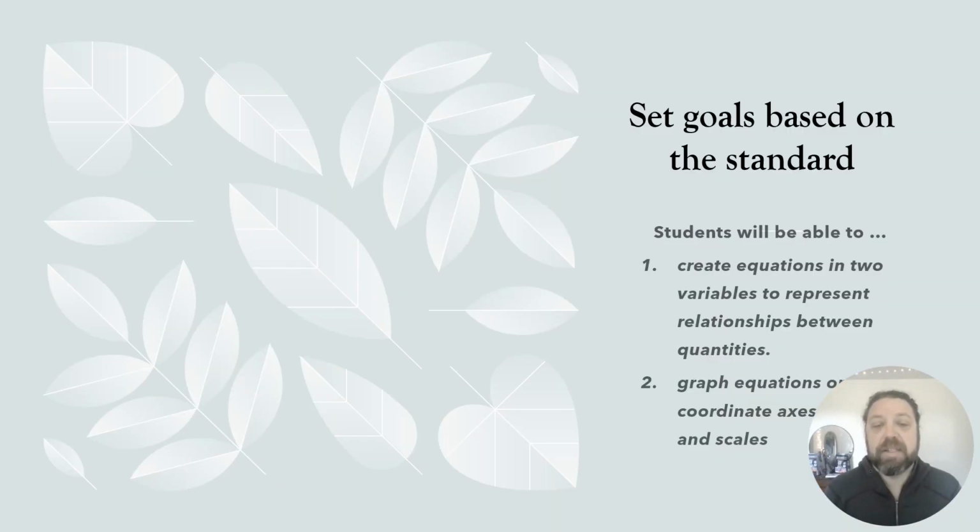So set goals based on the standard. This is where it's important to use Bloom's taxonomy to be able to use verbs that are higher up on the taxonomy pyramid. That way we're promoting higher order thinking skills in our students. In this case, students will be able to create equations in two variables to represent relationships between quantities. The second goal will be graphing equations on coordinate axes and scales. So these are our two goals. They specifically relate back to the standard, and we are going to base our whole lesson on this.